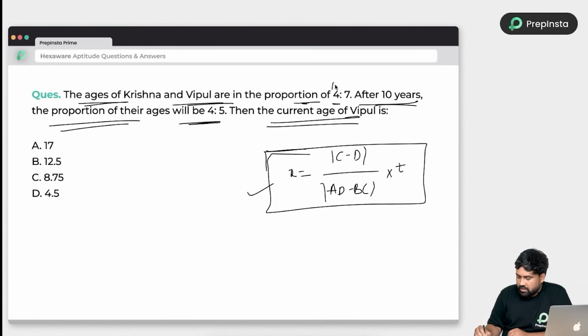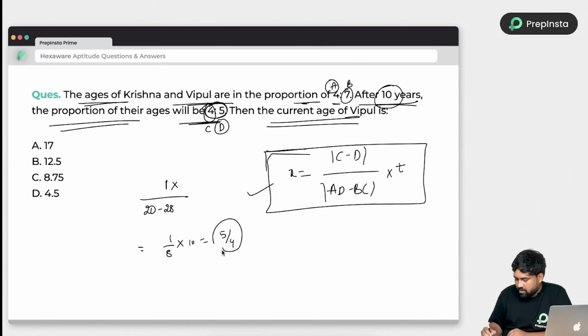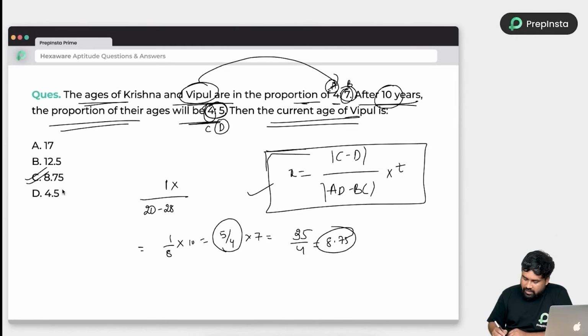So I am telling you, this is a:b and c:d. The difference between c and d is 1, into (ad minus bc). a into d is nothing but 20 and bc is nothing but 28. So the difference of 20 and 28 means 8, so 1 by 8 into the time gap of 10. So the answer is 5 by 4. And this 5 by 4 you need to multiply with b to get Vipul's age. So into 7, which is nothing but 35 divided by 4, which is nothing but 8.75. So option C is correct.